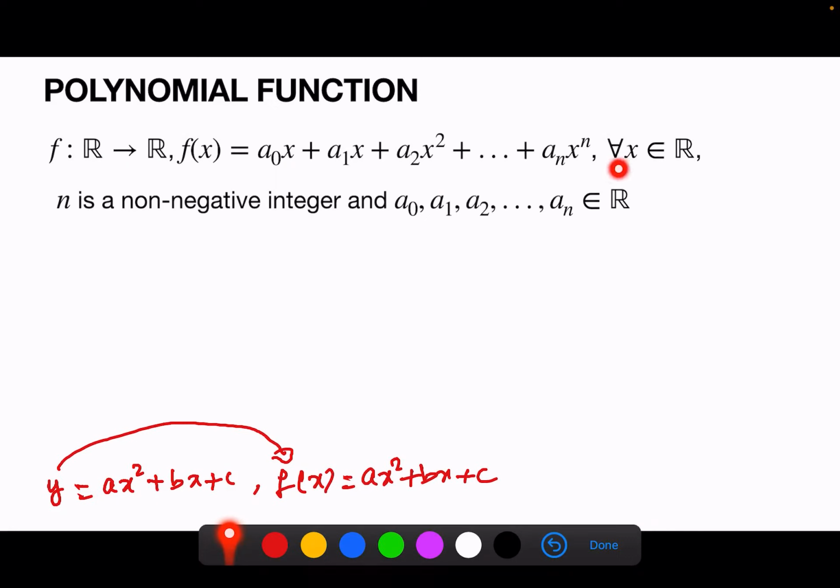So again, here I have tried to use that symbol for all x belonging to the real numbers. You need to be careful here. In a polynomial function, the power of the variable, here we are having a single variable x, has to be a non-negative integer. It has to be an integer, and that too a non-negative integer. ये आपको याद रखना पड़ेगा. Non-negative integer. So a0, a1, a2, they all belong to real numbers.